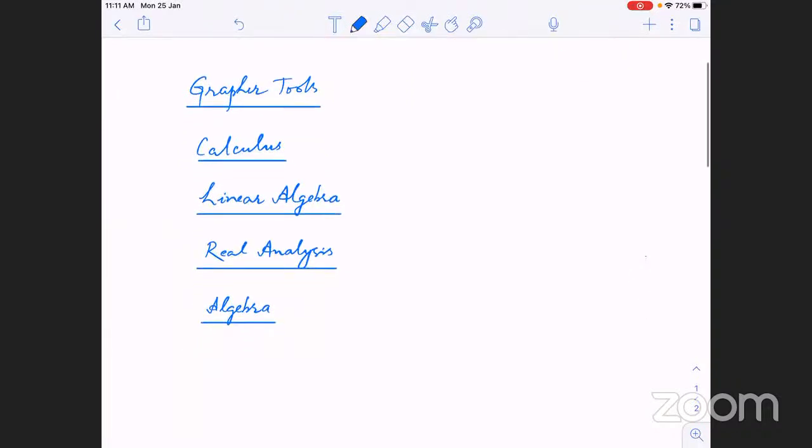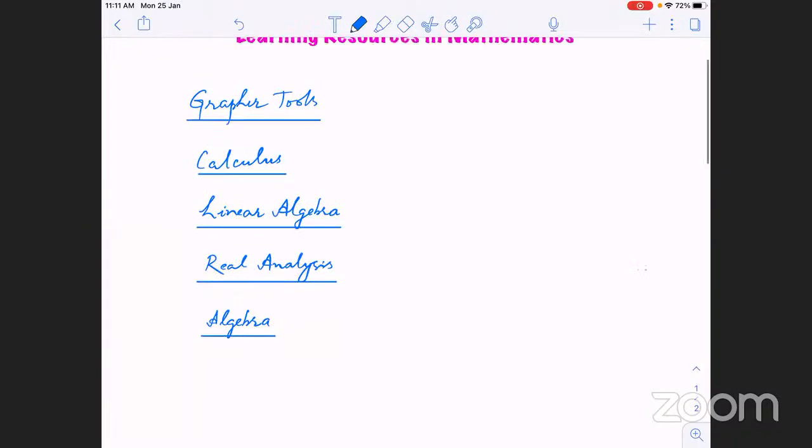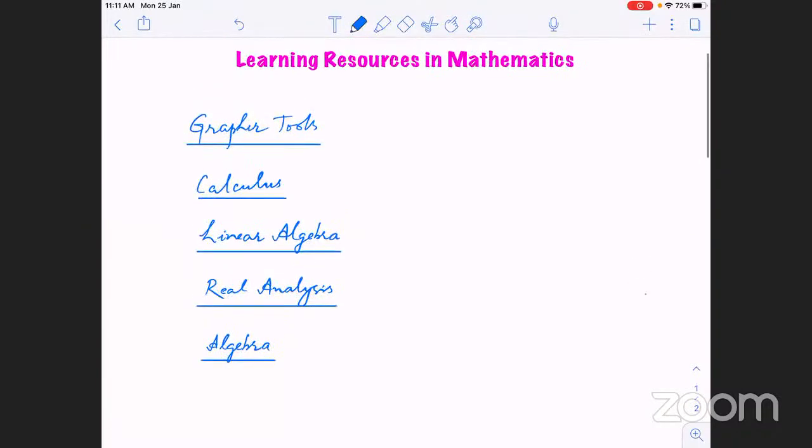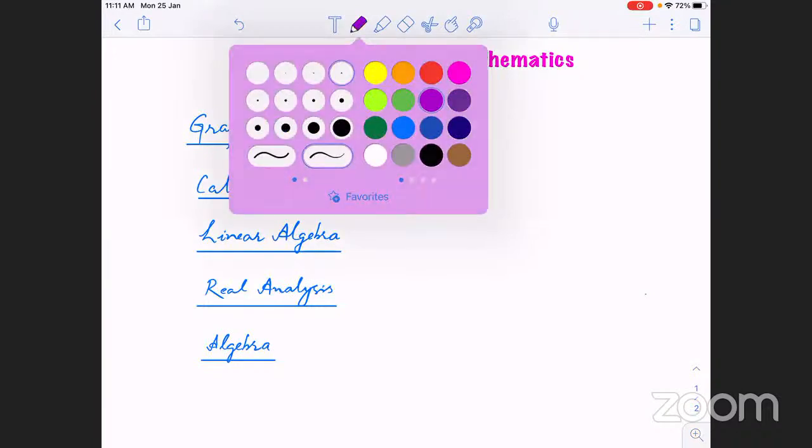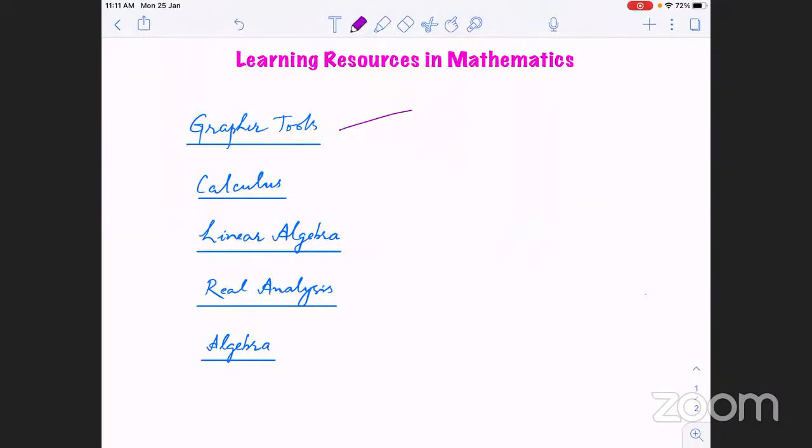So if we inject into the minds of the students these grapher tools thoroughly, which make one understand the ideas of algebra and geometry thoroughly, that may take him to any level. At this stage, people are very familiar with one such tool, which goes by the name GeoGebra. There are two important grapher tools. One is GeoGebra. This is one grapher tool. Another one is Desmos. These are important grapher tools.